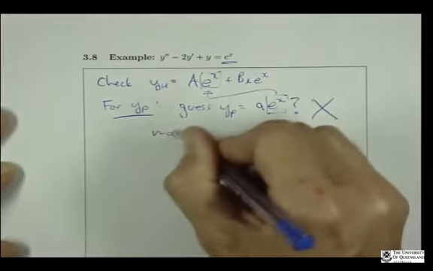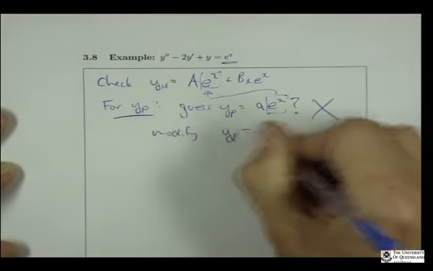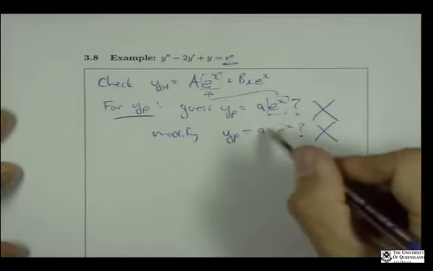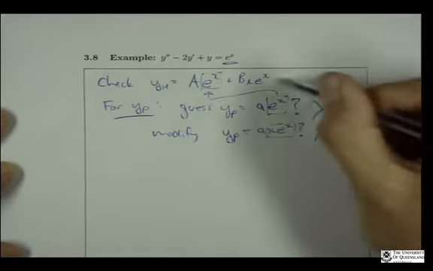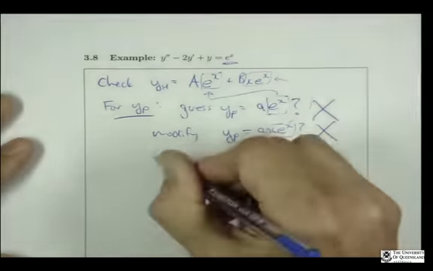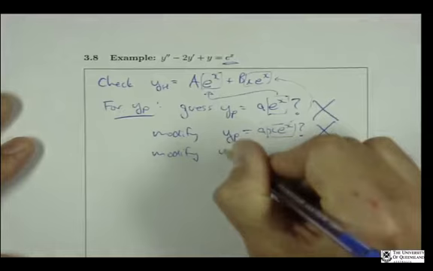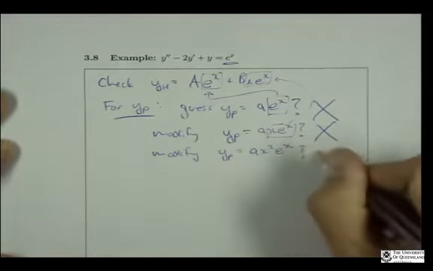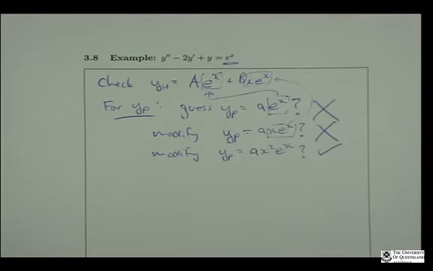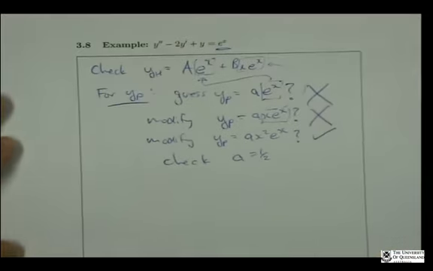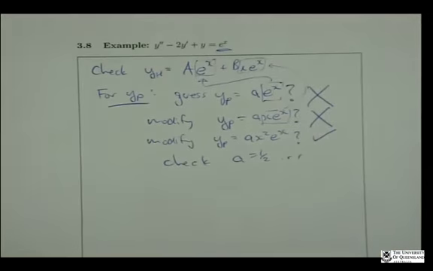So modify our guess. Multiply through by x. Will that work? Once again, no it won't, because x times e to the x is a solution of the homogeneous equation. So we just keep modifying. And like I said, this is all proved using reduction of order. It turns out that one will work, and just check that a equals 1/2. So we end up with a particular solution that way.